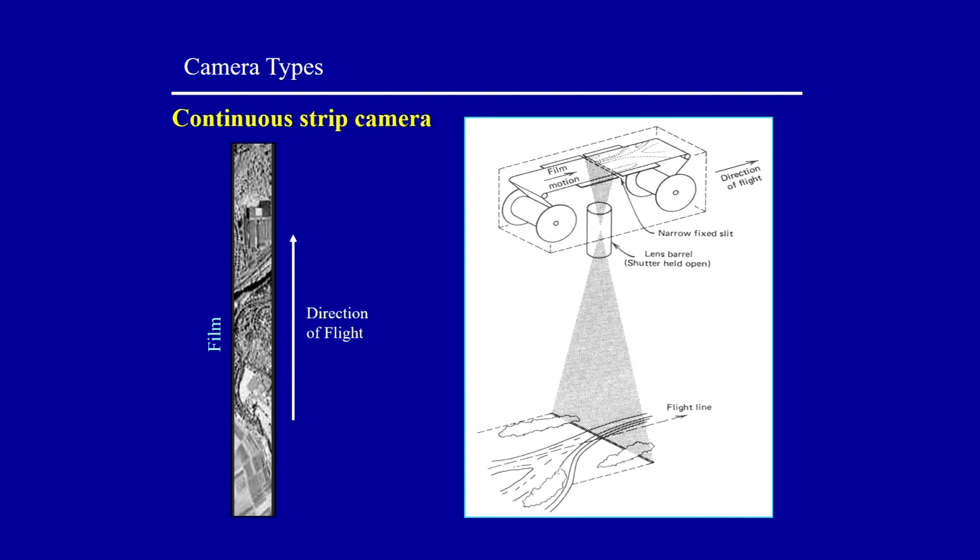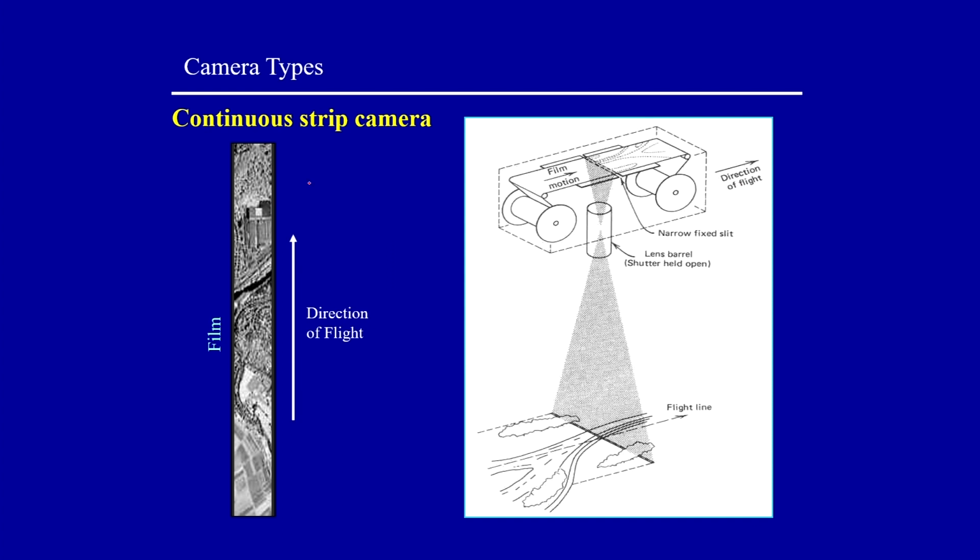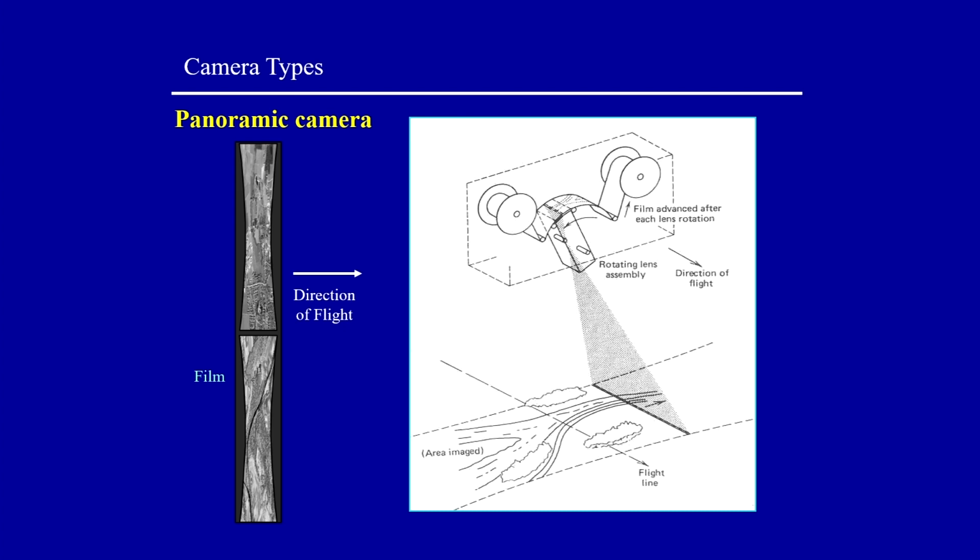Then you have another type, the continuous strip cameras. So this was frame cameras: you have one frame here, second here, third here, like that. But this one is continuous. The continuous strip will keep on recording your data. And then you have panoramic. Panoramic will have distortion, and the data collected will be something like over here. You will keep having the strips going in this direction.